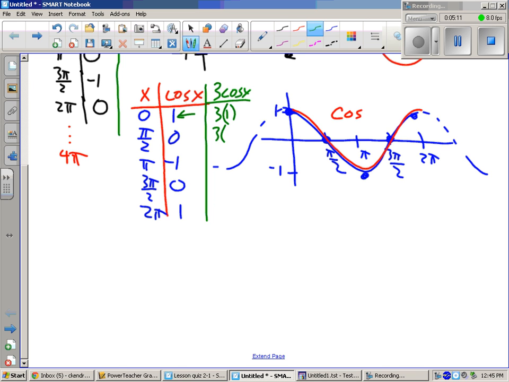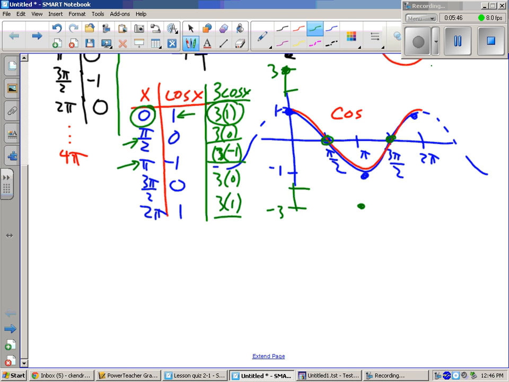So 3 times 1, 3 times 0, 3 times, whoa, beautiful 3. Negative 1, 3 times 0, and 3 times 1. So graphing on the same grid here, if I put in a 0, I'm going to get out a 3. So 0, 3 is right here. Then pi over 2, 0 would be here. Then I have pi and negative 3, so I need to go down to negative 3. 3 pi over 2 is back to 0, and 2 pi would be back up to 3.